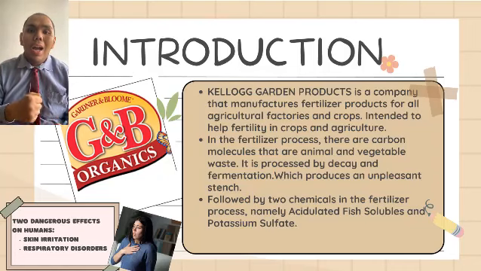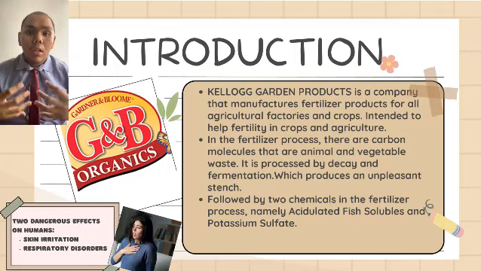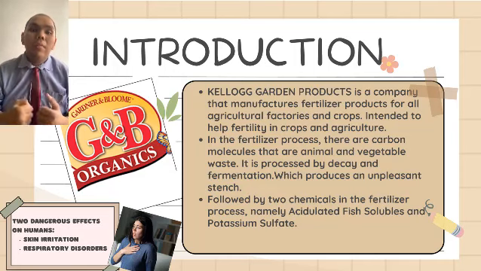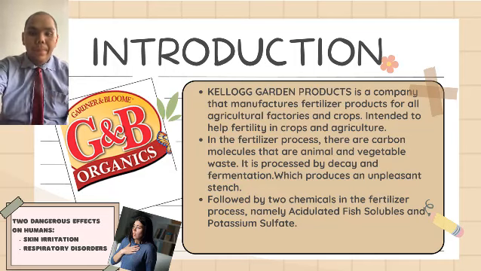So I will present about the introduction first. Kellogg Garden Products is a company that manufactures fertilizer products for all agriculture factories and crops. So we all know that fertilizer can improve fertility in crops and agriculture.